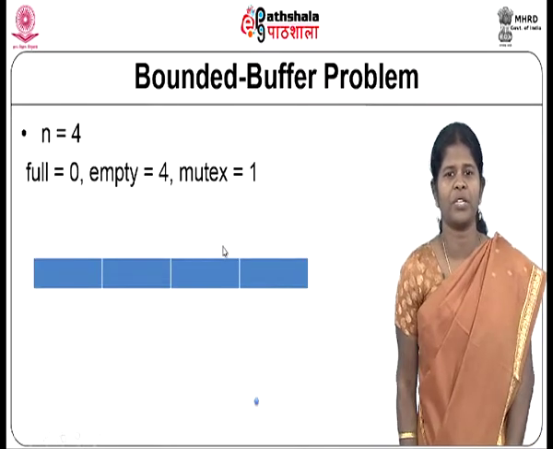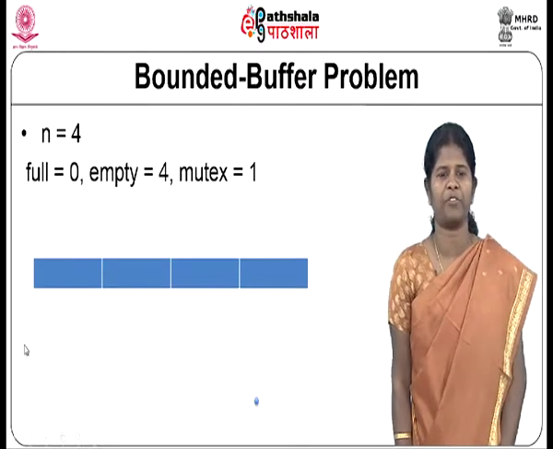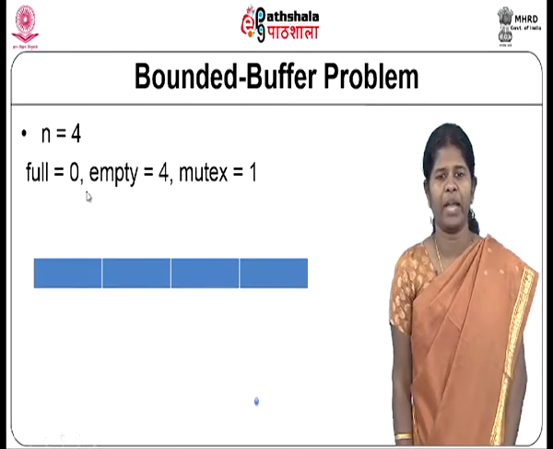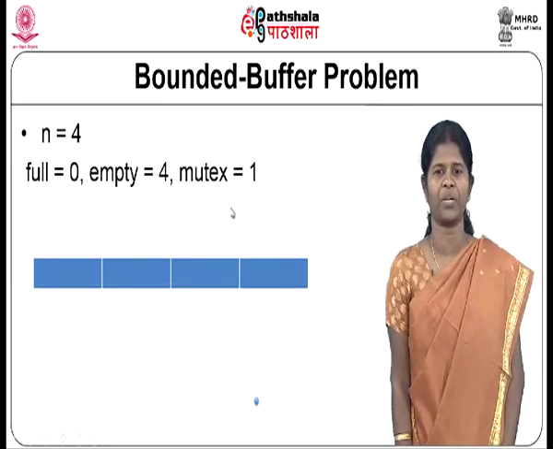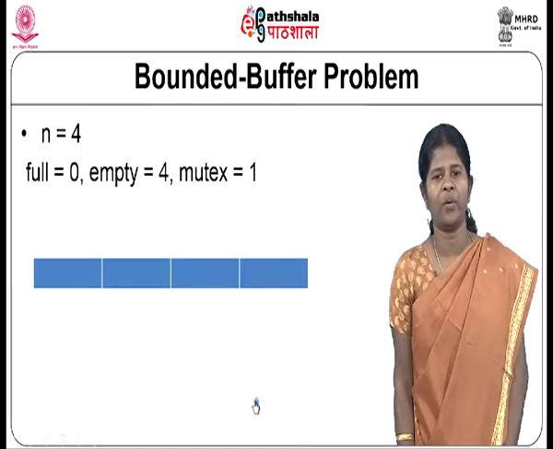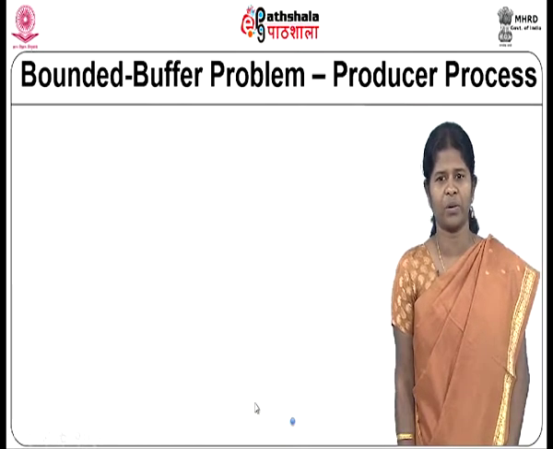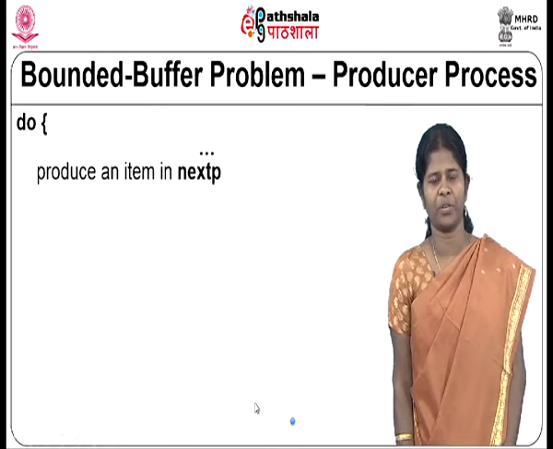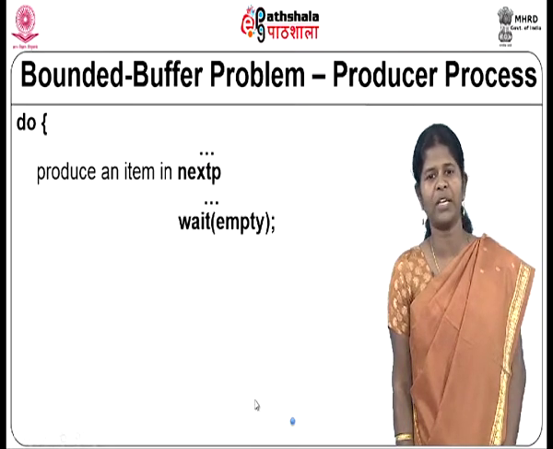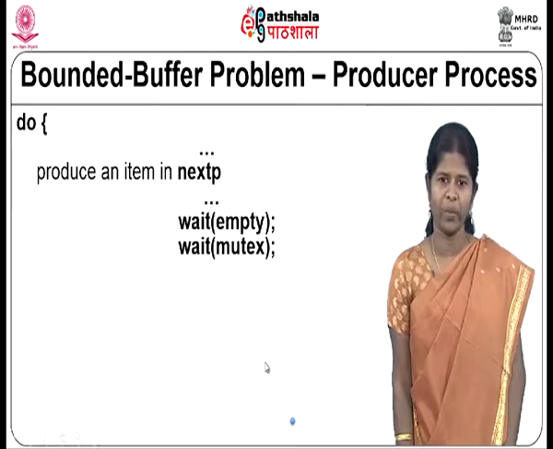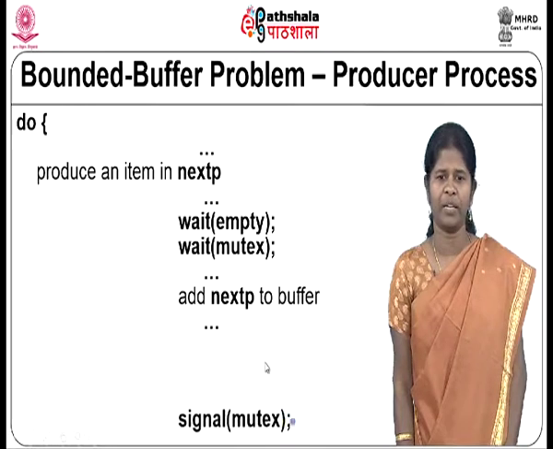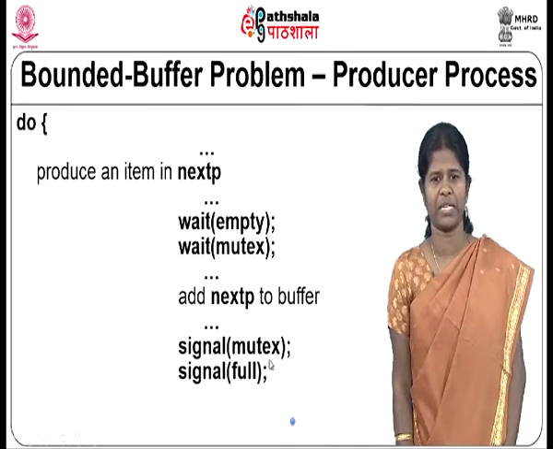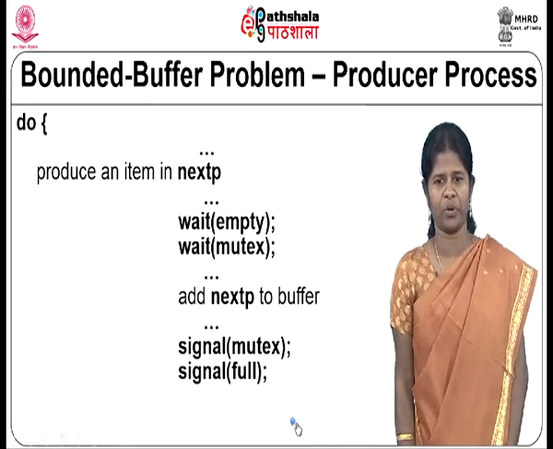The producer process has to place items in this buffer, and the value of the semaphore full is 0, the value of empty is equal to 4, and mutex is equal to 1. What should the producer execute? If you look at the algorithm for the producer process, it first waits on the empty semaphore, then waits on the mutex semaphore, then places the item in the buffer, and after placing the item it signals mutex and signals full.